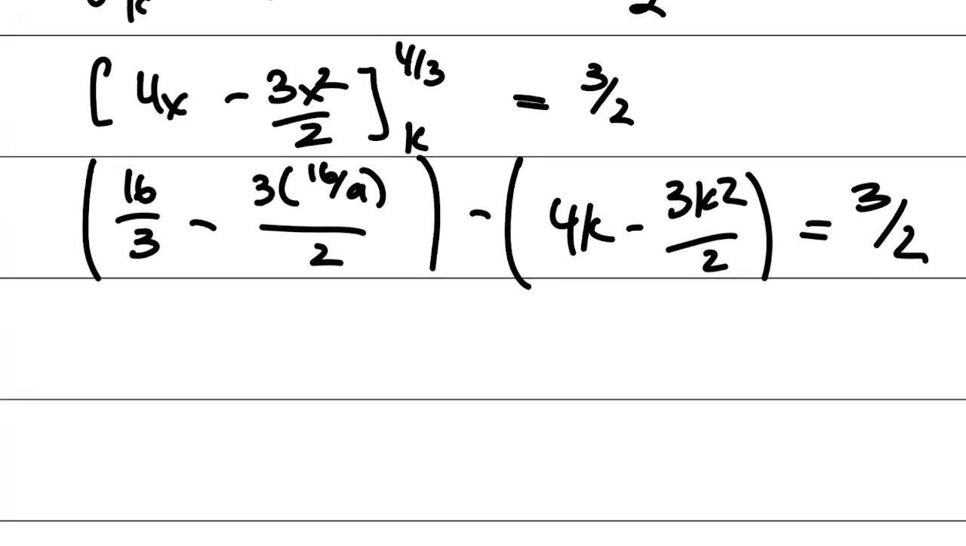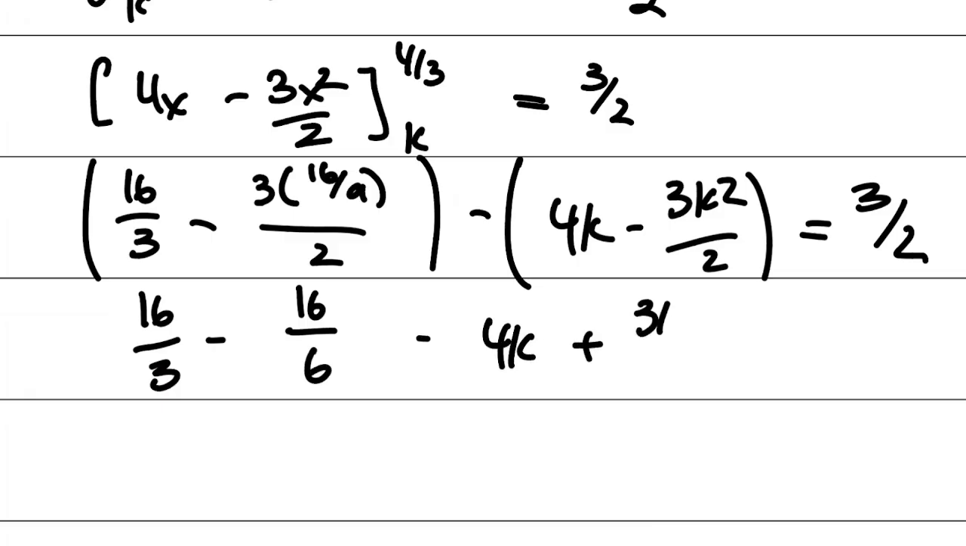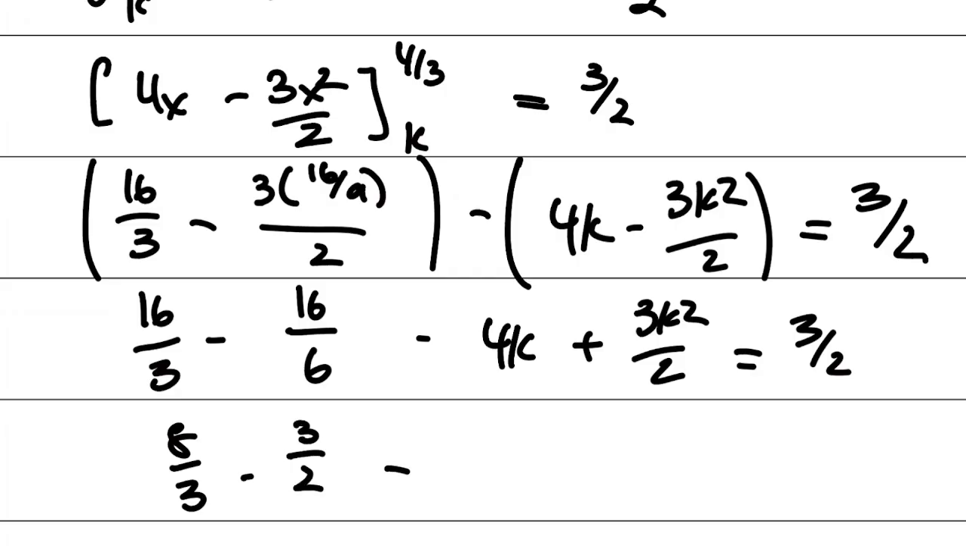So let's start simplifying. So we got 16 on 3 minus, we'll have 16 on 3 on 2, so that's going to be 16 on 6. Minus 4k plus 3k squared on 2 equals 3 on 2. From there, we know that 16 on 6 is the same thing as 8 on 3. So that's going to be 16 on 3 minus 8 on 3, still 8 on 3. Minus 3 on 2 plus 3k squared on 2 minus 4k is equal to 0.